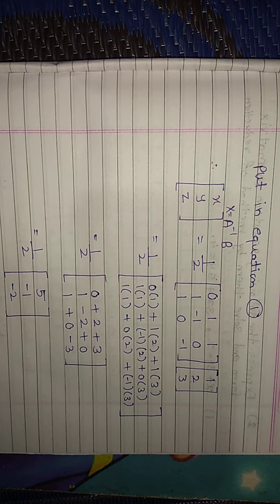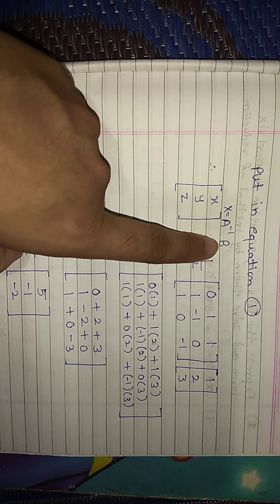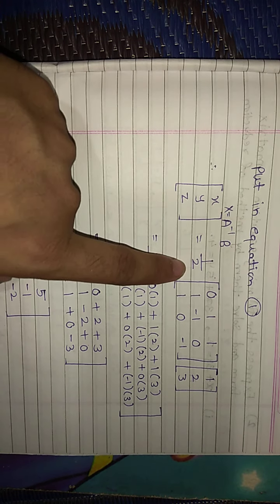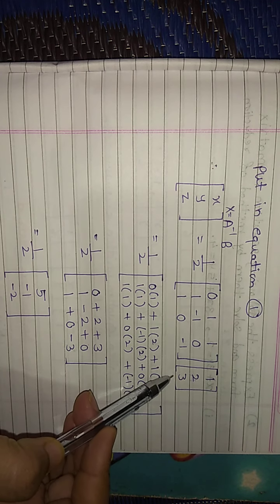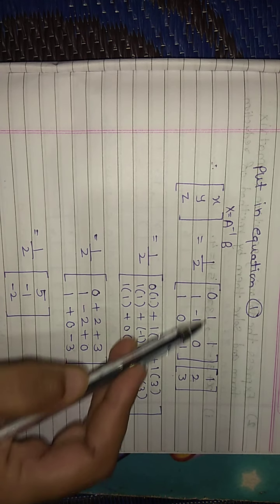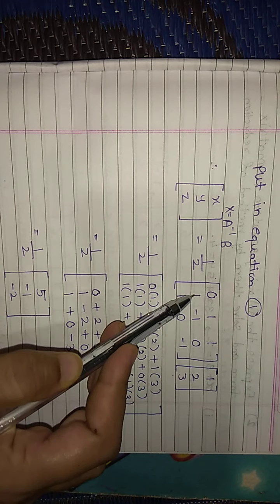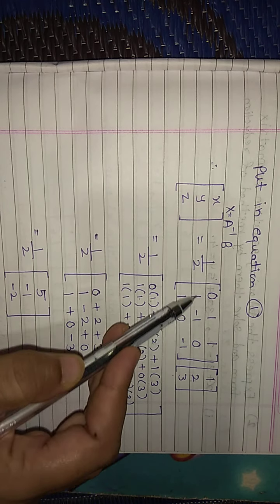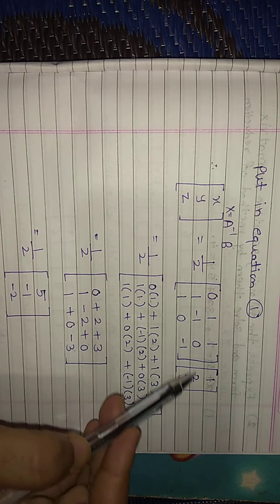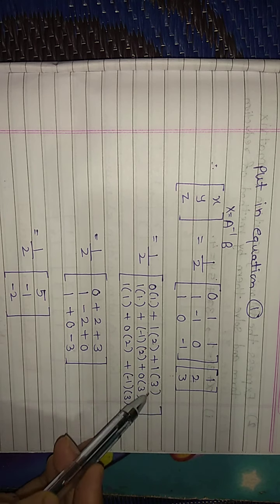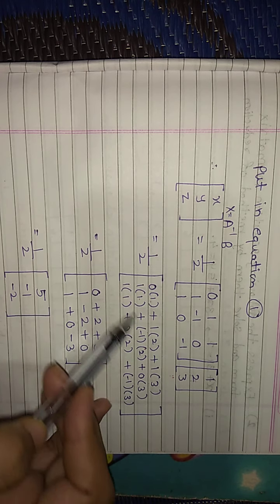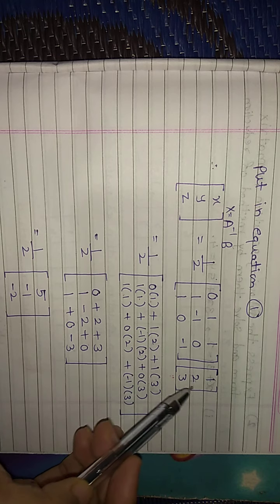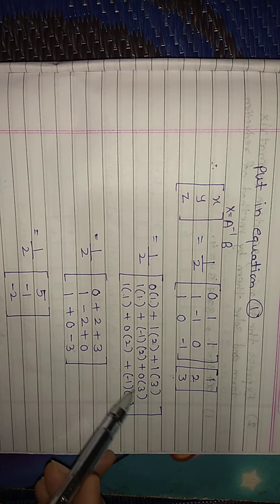Now the next sum, A inverse we have to put in equation 1. So X is equal to A inverse into B. X value we substitute, A inverse value we put here, and 1 upon 2. First row multiply with the first column, 0 into 1, 1 into 2, 1 into 3, 0, 1 into 1 in the second column. Second row multiply with the first column, second element with the second, third element with the third. Now third row multiply with the first column, 1 into 1, 0 into 2, minus 1 into 3.